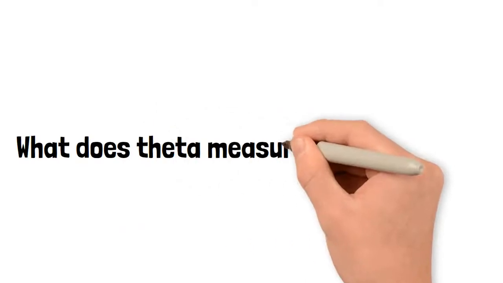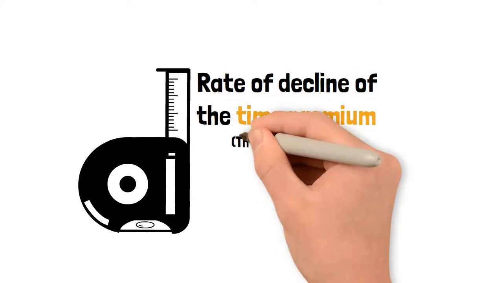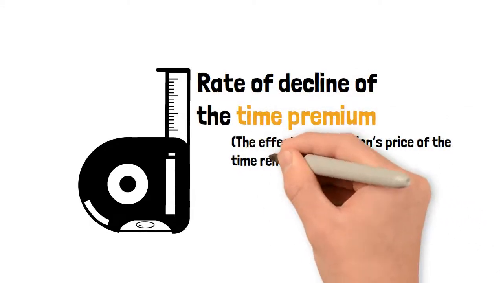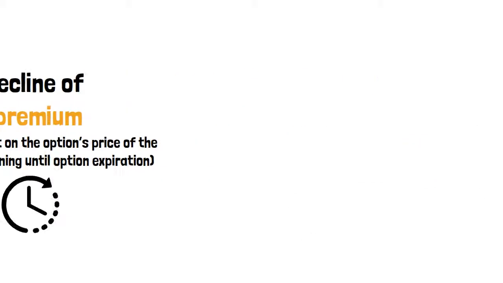What does theta measure in option risks? Theta measures the rate of decline of the time premium, the effect on the option's price of the time remaining until option expiration, with the passage of time.